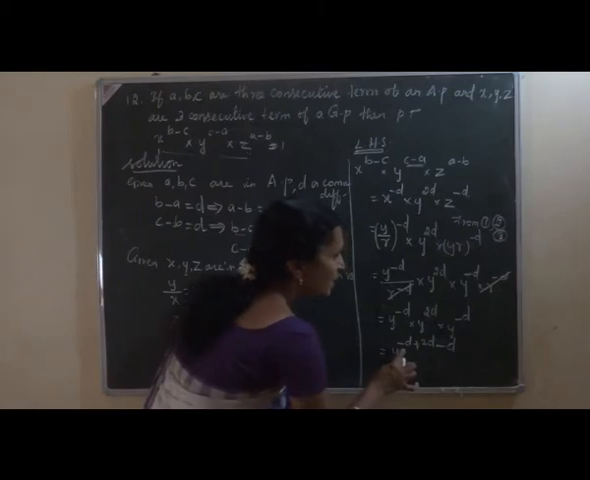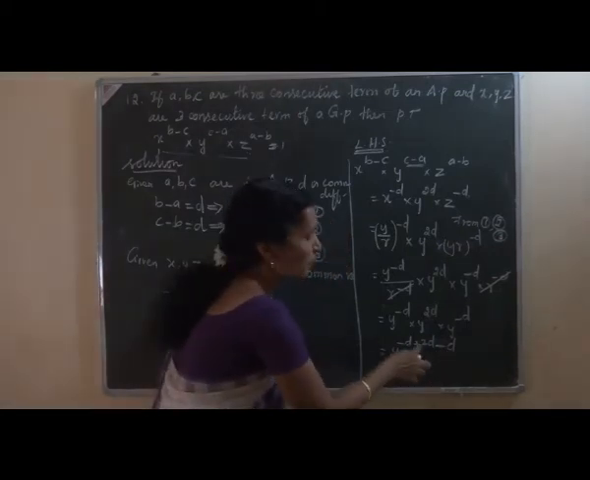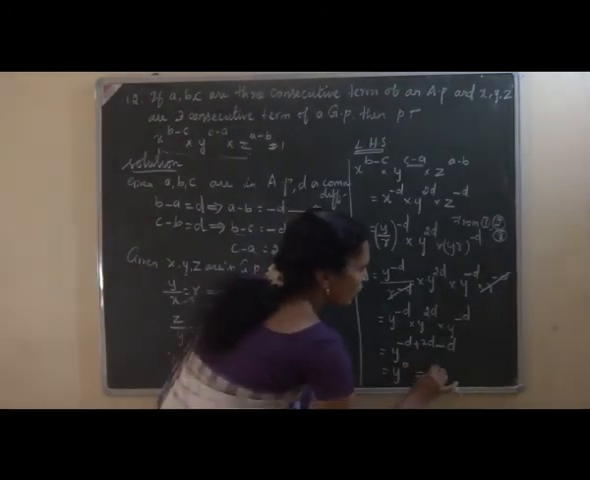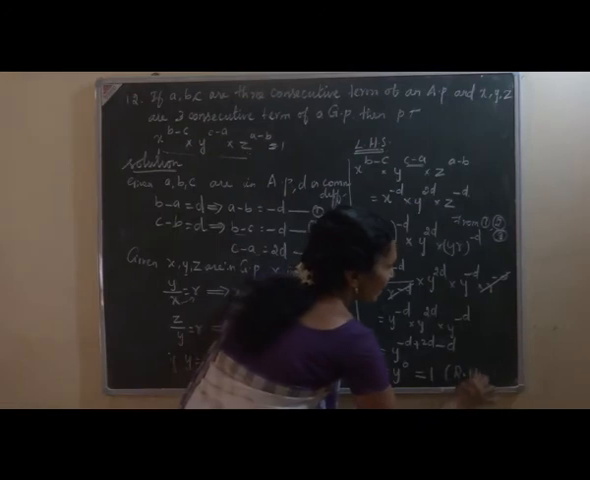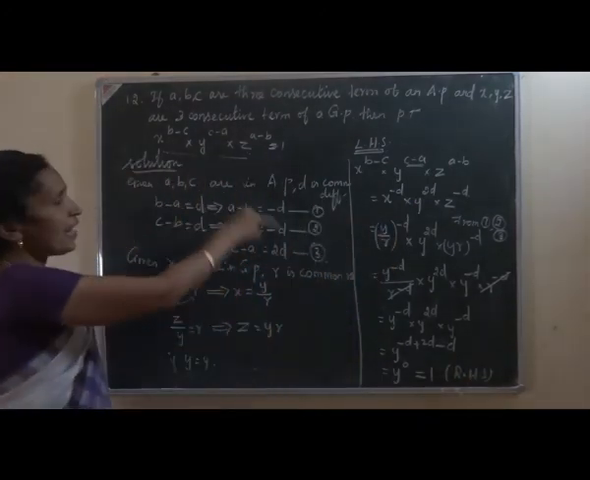So minus d minus 2d. Minus 2d plus 2d, 0. That is y power 0 equal to 1. That is the right hand side. Okay. So here you got the answer.